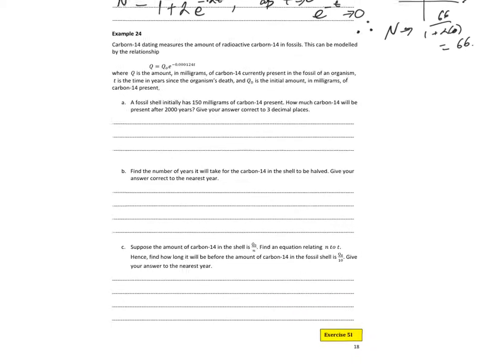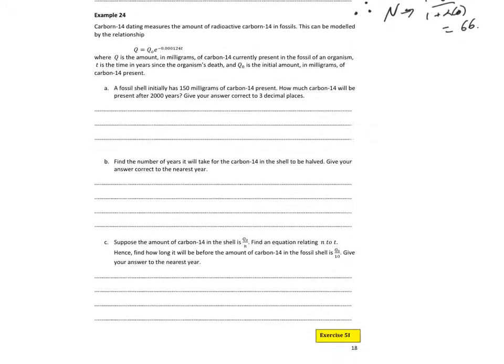Okay, let's have a look at example 24. Carbon-14 dating: measure the amount of active carbon-14 in fossils. This can be modeled by the relationship Q equals Q naught e to the negative 0.000124t. Q is the amount in milligrams of carbon-14 currently present in the fossil of an organism, t is the time in years, and Q naught is the initial amount in milligrams of carbon. A fossil shell initially has 150 milligrams, so Q naught is equal to 150. We were told that.